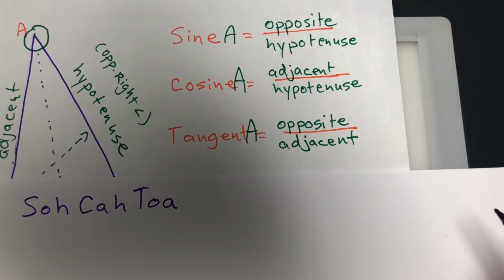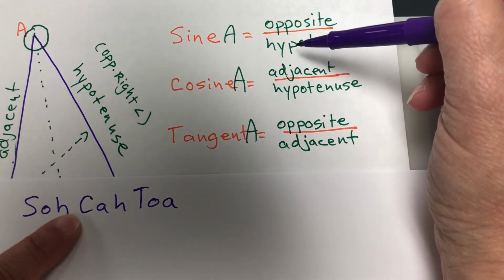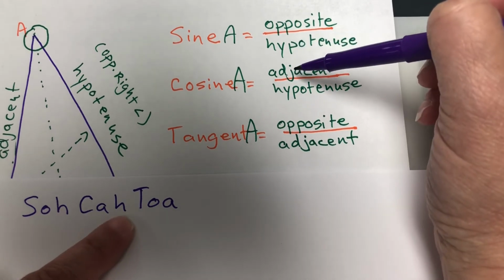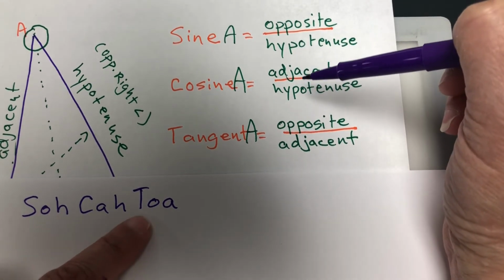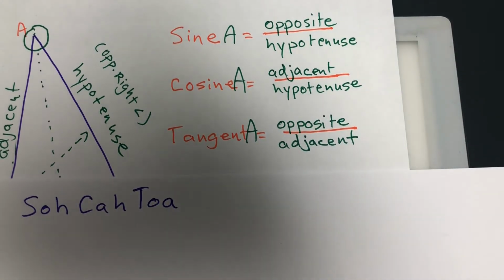SOHCAHTOA. Okay, so what is that? Sine is opposite over hypotenuse. Cosine is adjacent over hypotenuse. And tangent is opposite over adjacent. That's the classic way to remember it. I'll be honest, I don't use it. I can't remember how to spell SOHCAHTOA. Doesn't work for me, but that's the classic way. Works for a lot of people. Okay, so SOHCAHTOA, one way to remember your table.